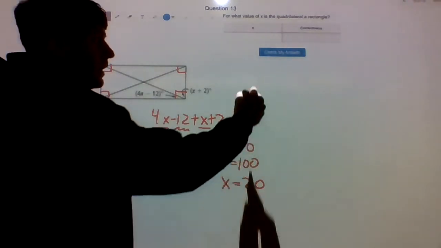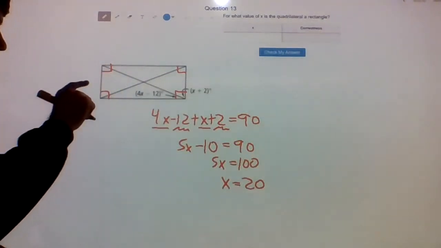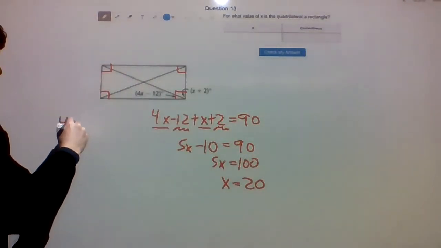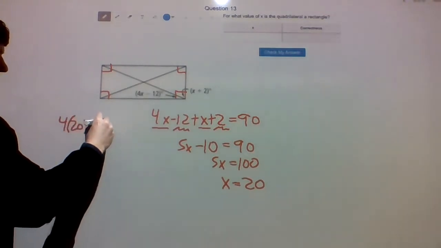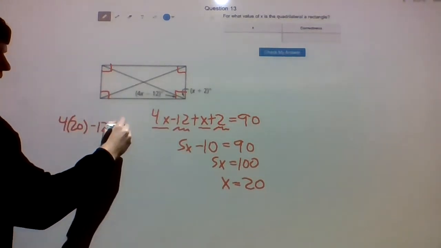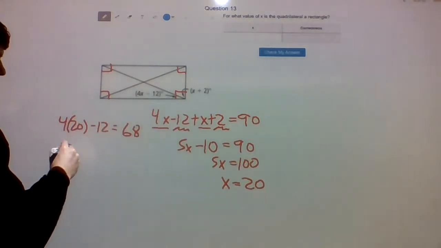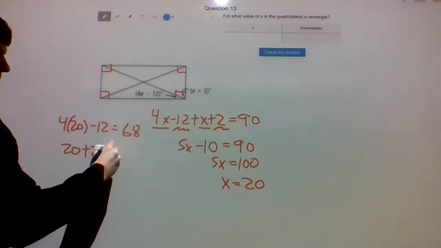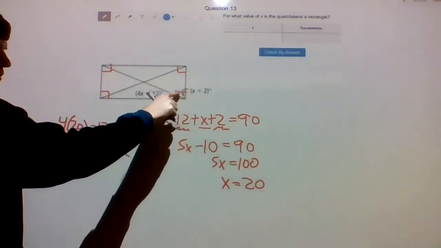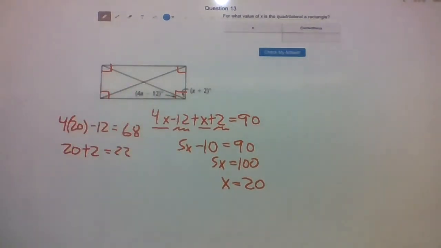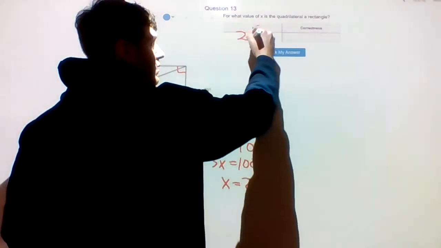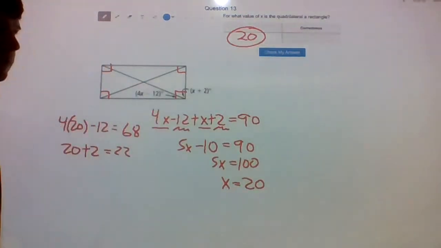So 20. But I will probably want to check my answer first. So 4 times 20 minus 12. That's 80 minus 12 is going to be 68. And then 20 plus 2 is 22. 22 plus 68 gives me 90. So I know 20 here is my right answer.